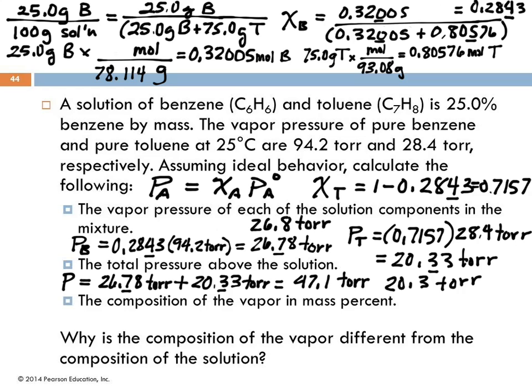Which one's more volatile, benzene or toluene? Which one's going to evaporate more easily? Benzene. Benzene has a higher vapor pressure. So in the vapor, there's going to be a higher percentage of benzene compared to the solution, because the benzene evaporates faster. More of it evaporates than the toluene.